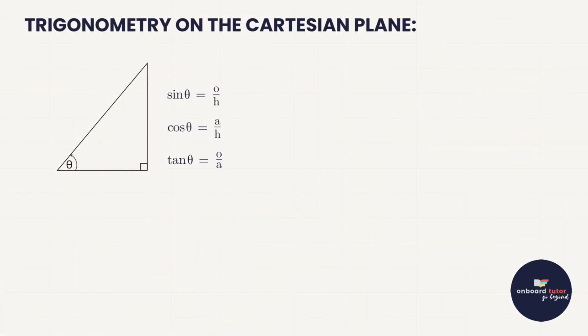Now that we're familiar with trigonometry and how it fits into triangles, we are going to move towards trigonometry on the Cartesian plane. So just a quick recap, we always remember SOH CAH TOA. So sine is opposite over hypotenuse, cos is adjacent over hypotenuse, and tan is opposite over adjacent. But let's have a look at what happens when we bring this triangle onto the Cartesian plane.